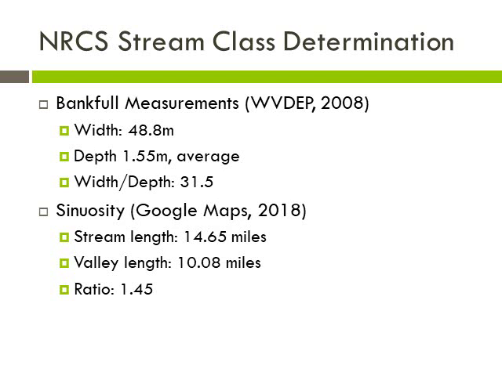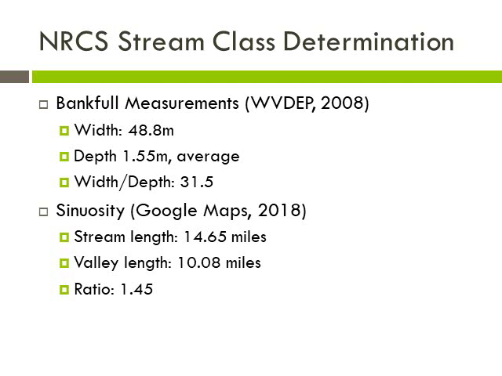Let's move right into the stream class determination. In the bank full measurements, I was lucky enough to find a form from 2008 that the Department of Environmental Protection filled out in addition to the normal habitat assessment form that analyzed things like the bank full width and depth. So, in order to calculate this measurement, I was able to actually use measured data from about 10 years ago. So the width was 48.8 meters and the bank full depth is 1.55 meters. So the width to depth ratio is 31.5.